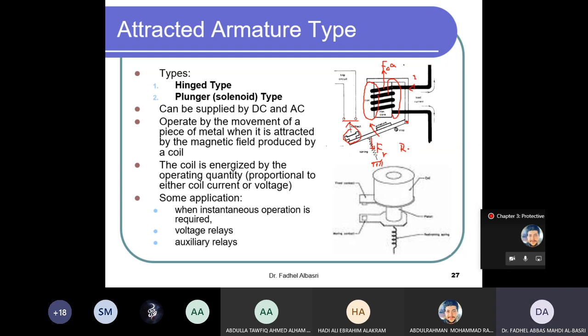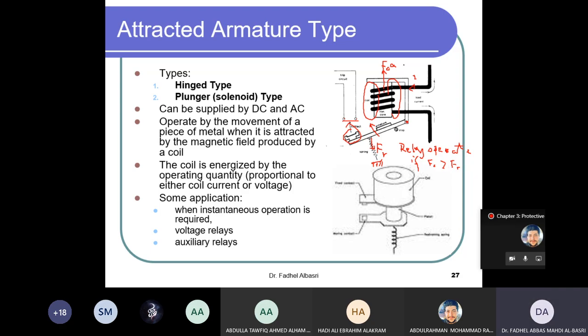The relay operates if the operating force is greater than the restraining force, or greater or equal. If they are just equal, it won't move, but it has the tendency to move. But it will operate once it's greater.